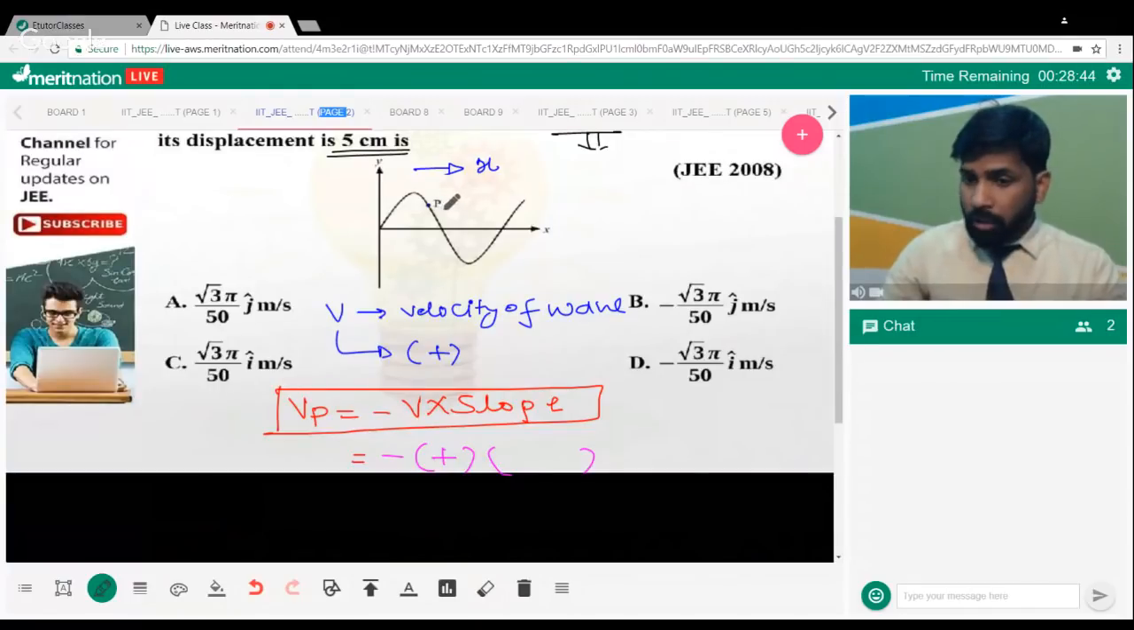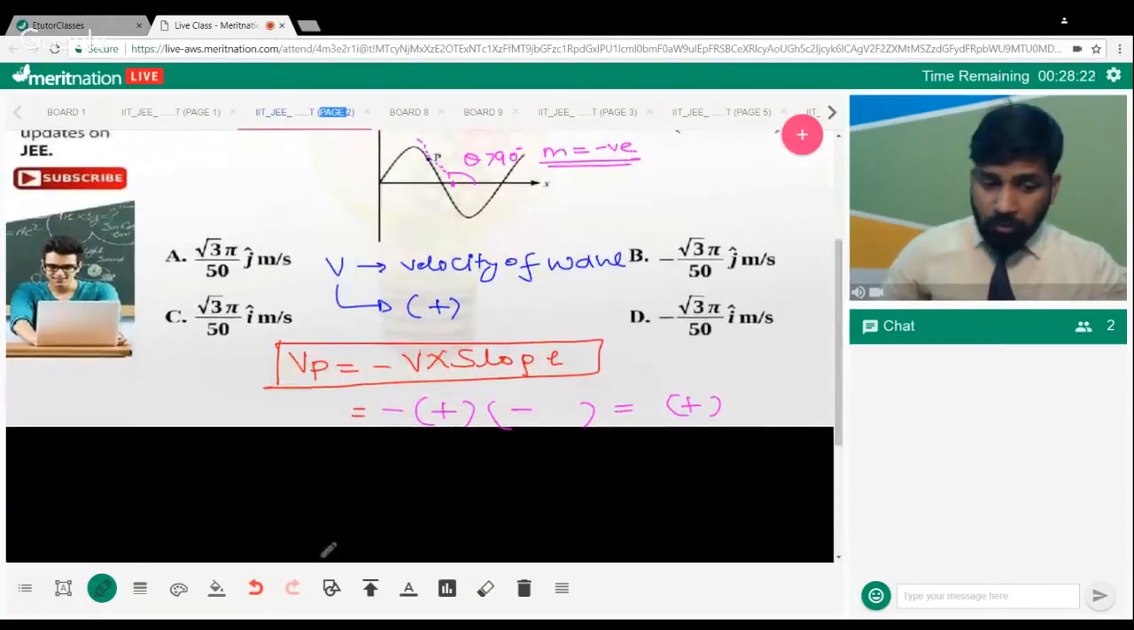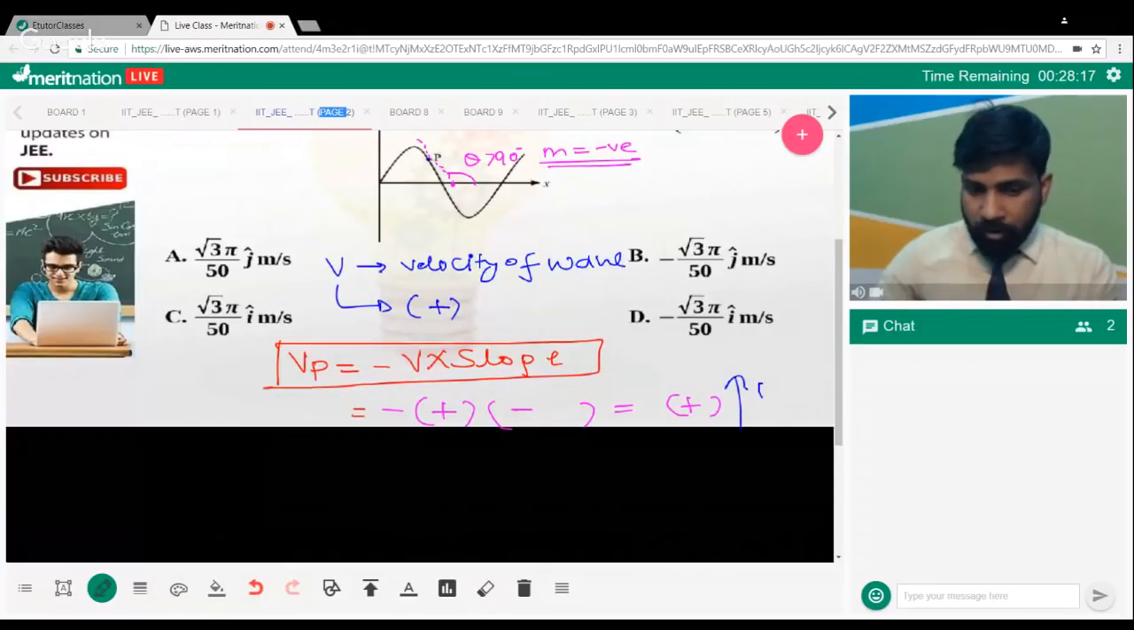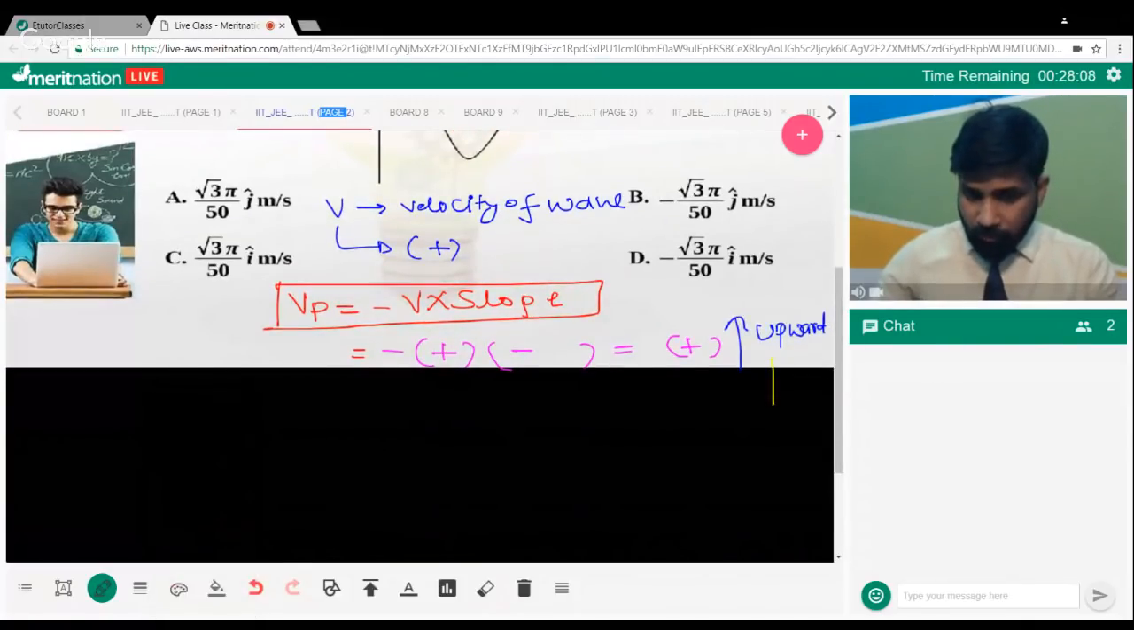If you want to find the slope at the P point, draw a tangent. This tangent is making an angle of more than 90 degrees with the positive x-axis. It means the slope at the P point is negative. So minus times minus is plus, and positive shows that the particle is moving in the upward direction. Upward means the positive y-axis.